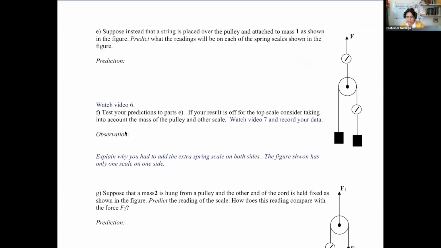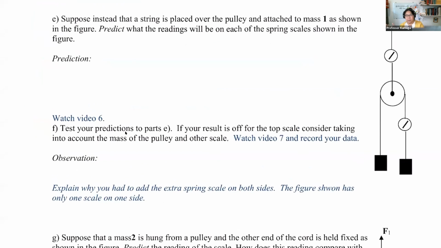Now you're going to see, unfortunately, you need to figure out typically, but you can't. So you're going to see that instead of a string, a pulley is used, with attached mass M1 as shown in a figure. Predict what reading will be on each scale shown in the figure.